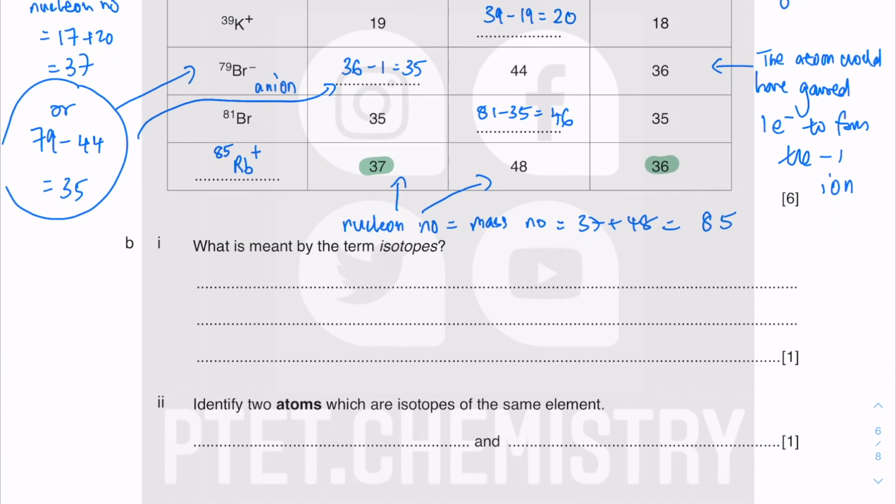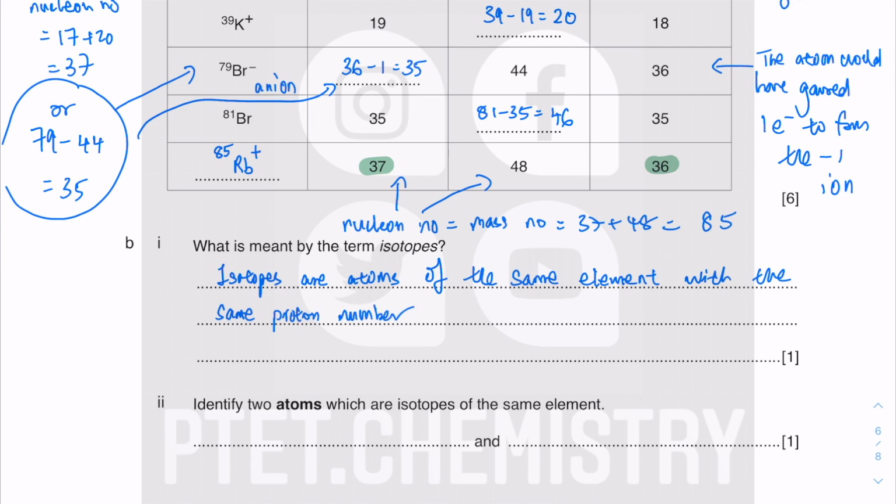What is meant by the term isotopes? These are fixed definitions that you really have got to score, but not just because you memorize it, but because you actually understand the definition that you use throughout your MCQ as well as in your theory paper. Atoms of the same element with the same proton number. So they are the same element, so they have the same proton number. But what is different? A different number of neutrons. So the number of neutrons in the nucleus is different.